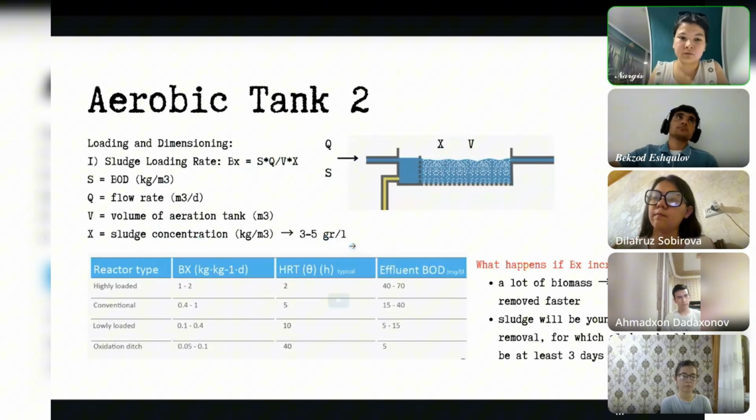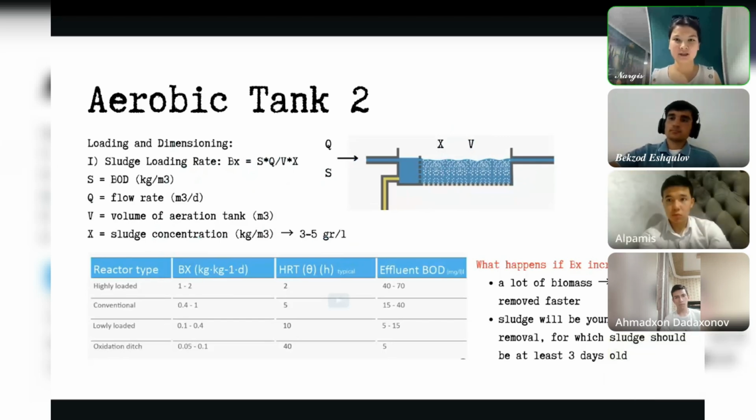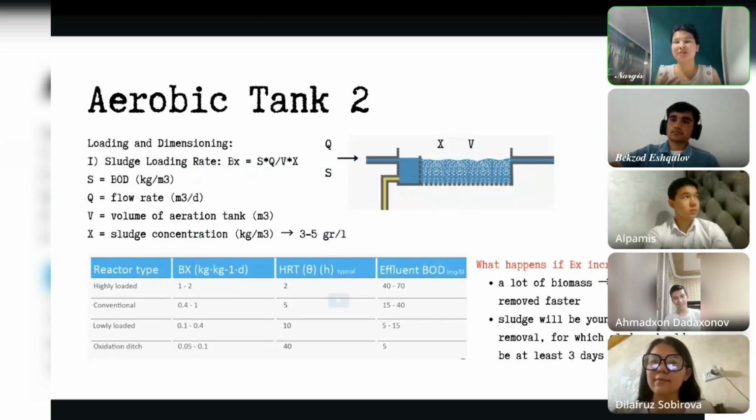And this sludge loading rate, for you to be able to feel what it is, is just how much we feed our bacteria. If sludge loading rate is high, it means we're giving a lot of food to our bacteria. If sludge loading rate is low, it means our bacteria is fasting. We're not giving as much food as our bacteria needs. So this is pretty much what this number means.